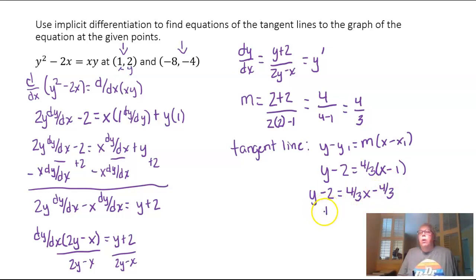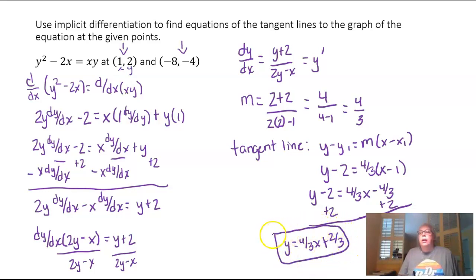And then solving for y means I have to add that 2 to the other side. And we will get y is equal to 4/3 times x plus 2/3. And this is the equation of the tangent line at the point positive 1, positive 2.